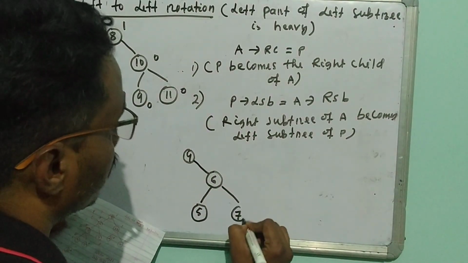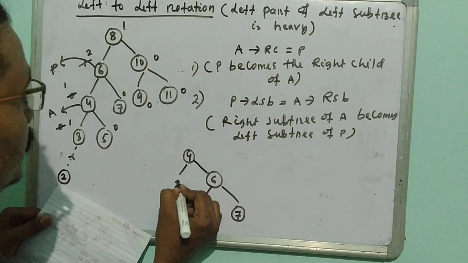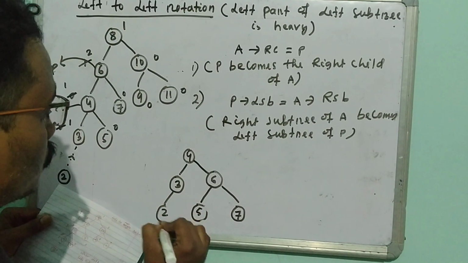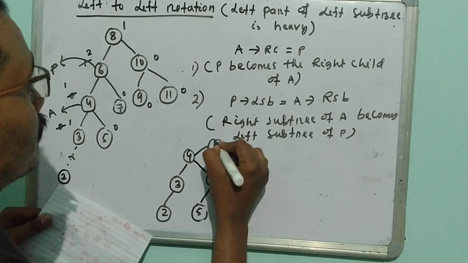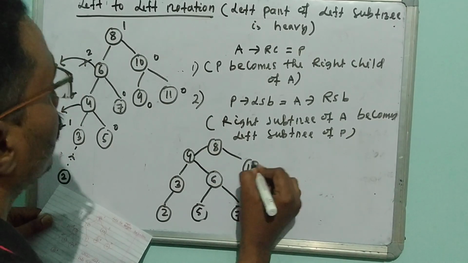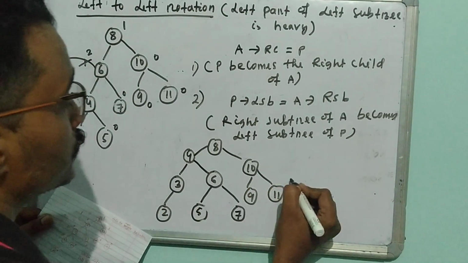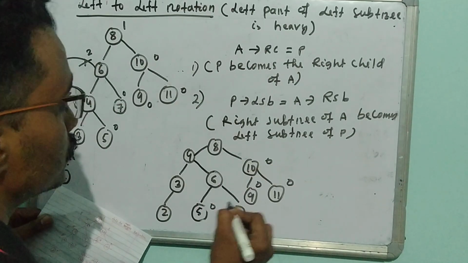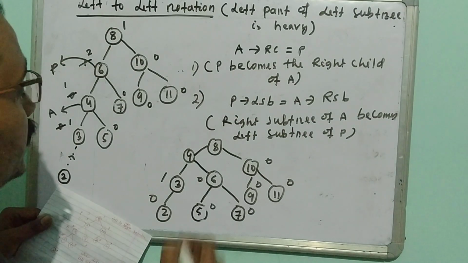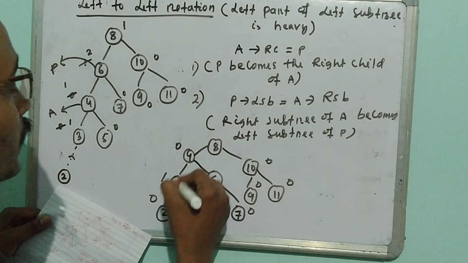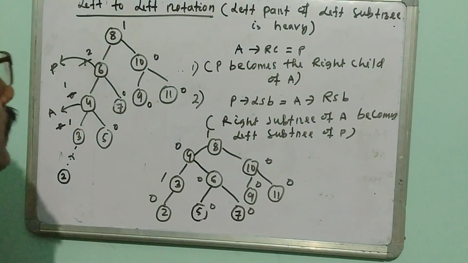This is 7, this becomes 4, and again here will be 3, here will be 2, and from here, 8, 10, 9, and 11. So these are 0, 0, 0, 0, and the balance factors are 1, 1, 2, 1, 2, 0, 1, 2, 3, 1, 2, 1. This is the balanced tree. So the left to left rotation is over.